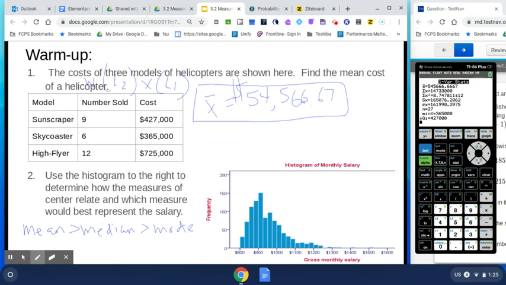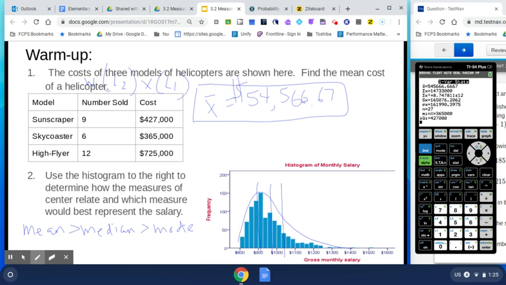Number 2 is asking us to determine how the three measures of center relate to each other. So taking a look at this distribution, I noticed that it is skewed to the right or positively skewed. So these really high values are going to pull up the mean. So the mean is going to be pulled to the right. The median is going to stay relatively in the center, and then the mode is going to be located at the peak. So that means that the mean is the greatest, the median is left in the middle, and the mode is the smallest. So the mean is greater than the median, which is greater than the mode.